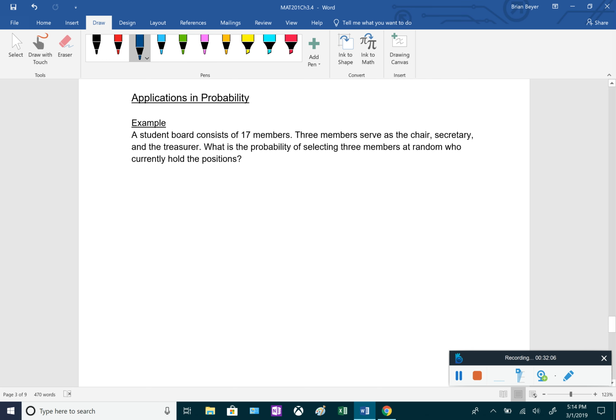Okay, so that is permutations and combinations. So that's 3 formulas for permutations and the 1 formula for combinations.